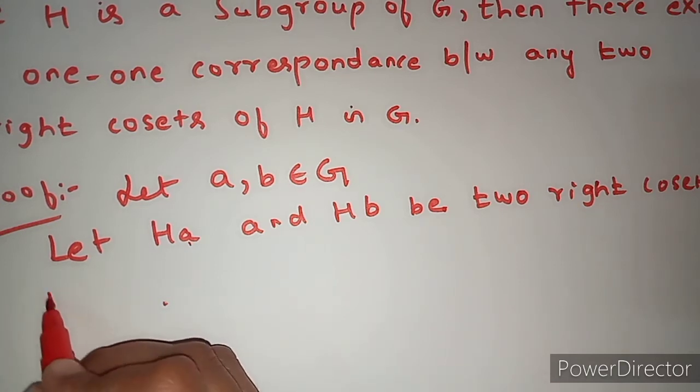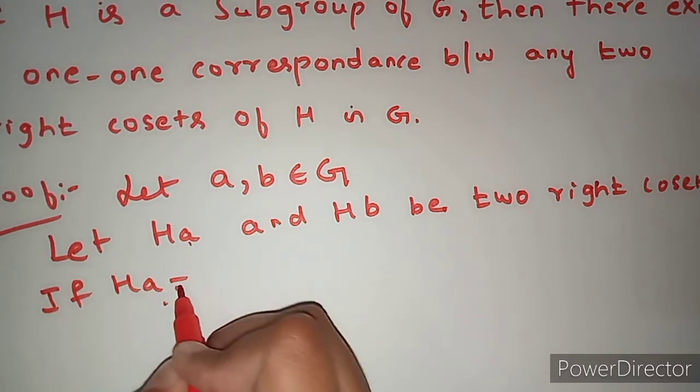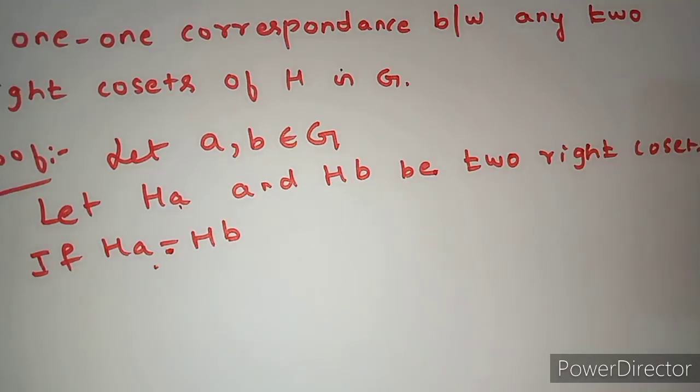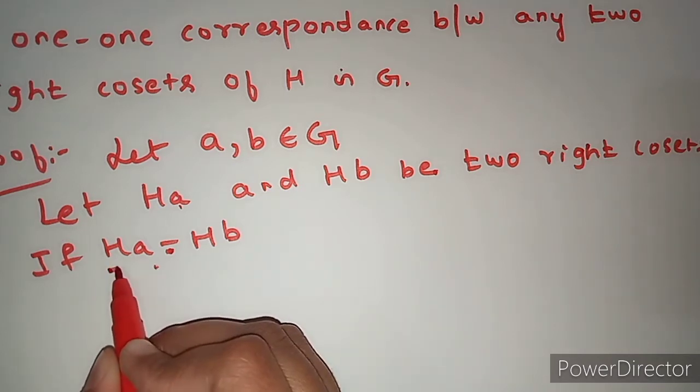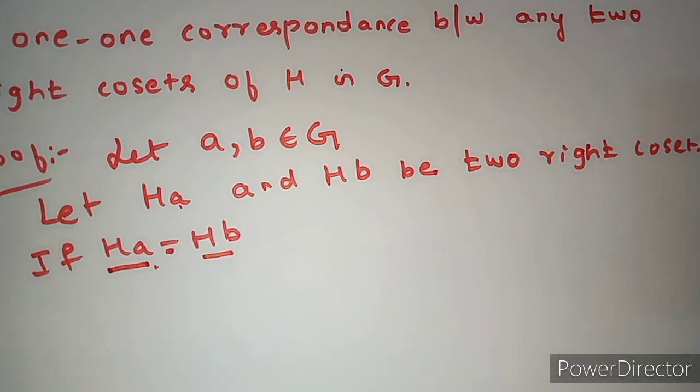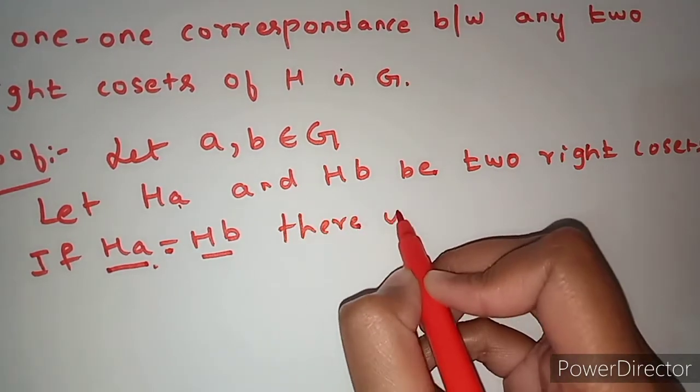Okay. First, let us consider these two right cosets are equal. If Ha is equal to Hb, that means Ha and Hb are identical. In the previous video I have told that if Ha and Hb are not disjoint, then they are identical. That means the elements of Ha and Hb are the same. If the elements of Ha and Hb are the same, then obviously there exists a 1-to-1 correspondence. Ha and Hb will be 1-1, onto and well defined. So here there is nothing to prove if the right cosets are equal.